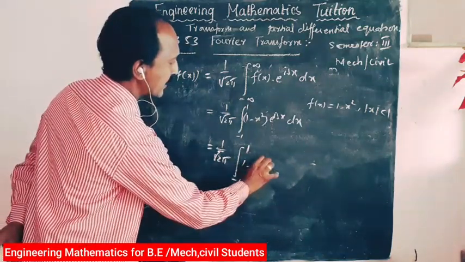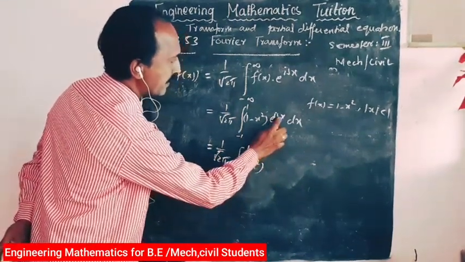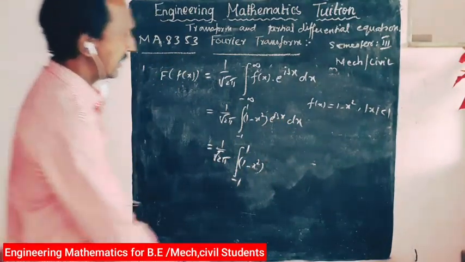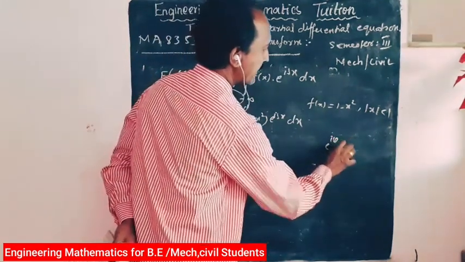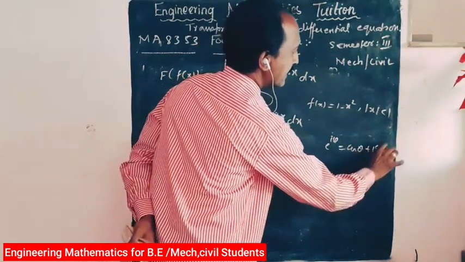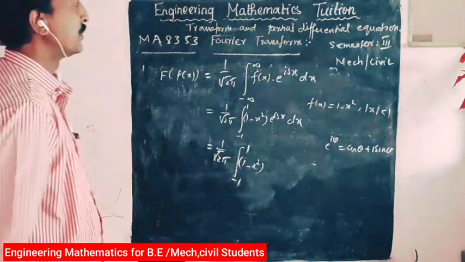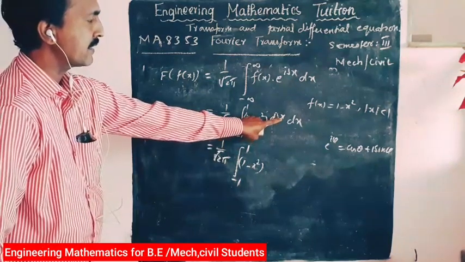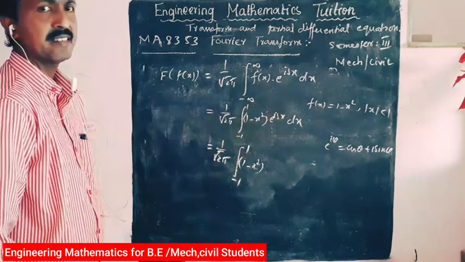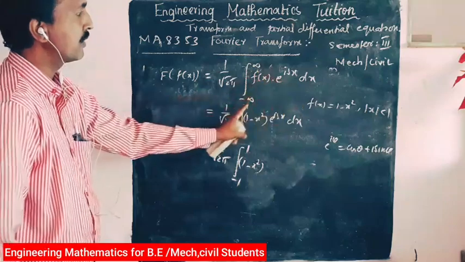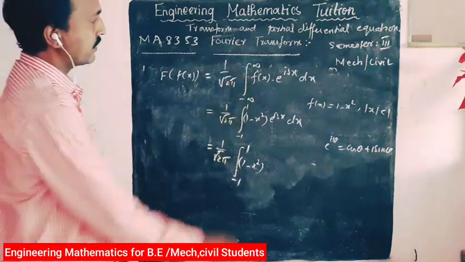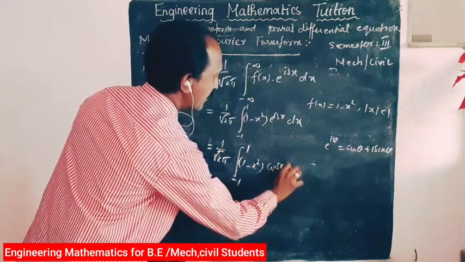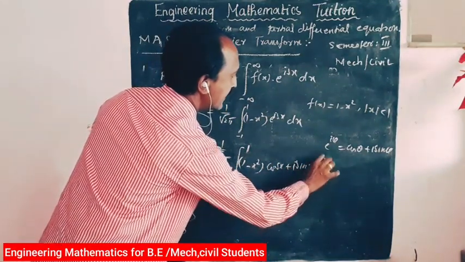So 1 minus x squared into this e power isx, that is of the form e power i theta, that is e power i theta is equal to cos theta plus i sin theta. So first step is to apply the definition. The second step is to replace the e power isx into cos and sin terms. The reason is the deduction part of the problem is in terms of sine and cos. So we are converting this into cos term and sine term. That is cos sx plus i into sin sx dx.